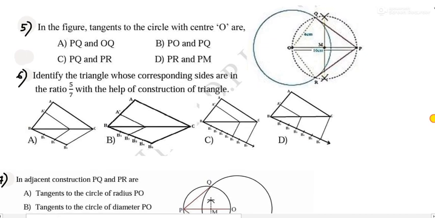Moving to next question, question number 5. I hope it's visible. In the given figure, tangents to the circle with center O are dash. Here is the circle with center O. Now for this circle, which are the tangents? There are two tangents, PQ and PR, right? This is Q and this is R. If it's not visible, let me write it. So PQ and PR. So option number C is the correct answer.